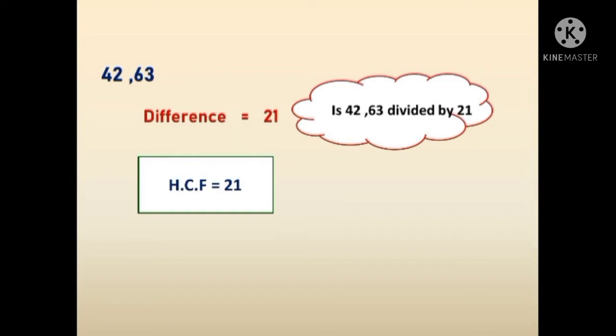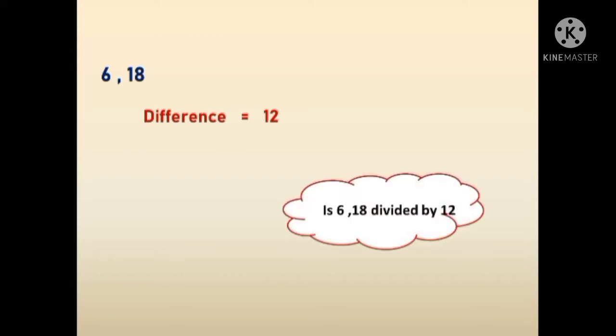The next problem is to find the HCF for the numbers 6 and 18. First step, as usual, we have to find the difference of 6 and 18. So the difference of 6 and 18 is 12 only. First step is over. Next we have to find out whether the numbers 6 and 18 are divisible by 12. Is 6 and 18 divisible by 12? No, right? Because the number 6 is less than 12, it will not be divisible by 12.